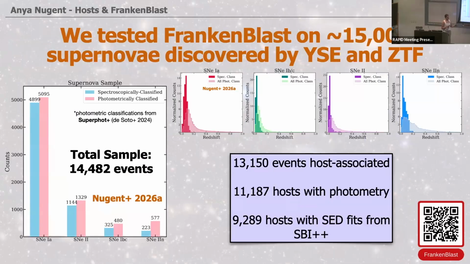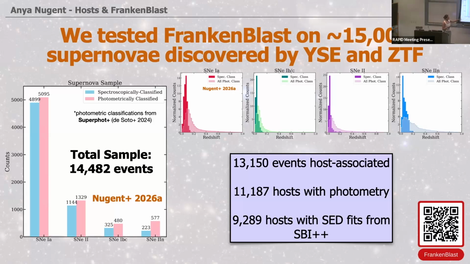So in addition to building FrankenBlast, we also tested it on 15,000 supernovae discovered by ASAS-SN and ZTF. So I'm showing you the breakdown of that supernova population below and our redshift distributions. And a lot of the plots that I was showing earlier in this talk were from this study.